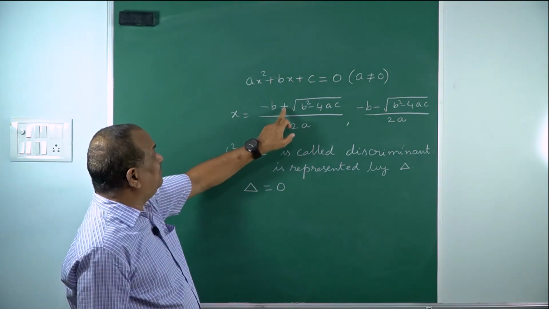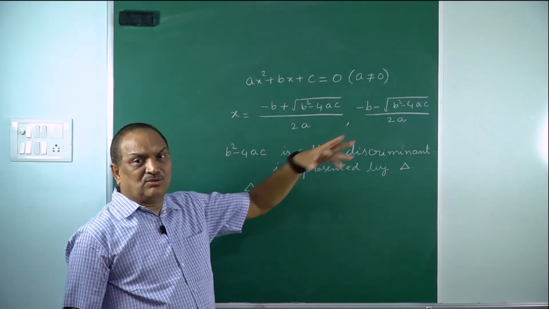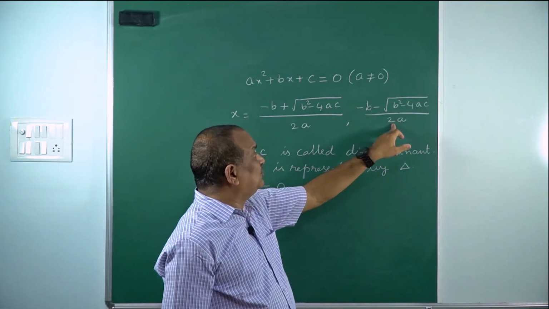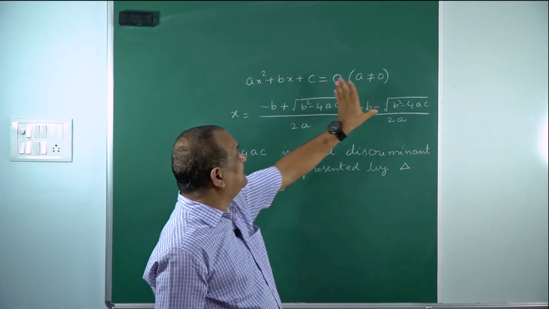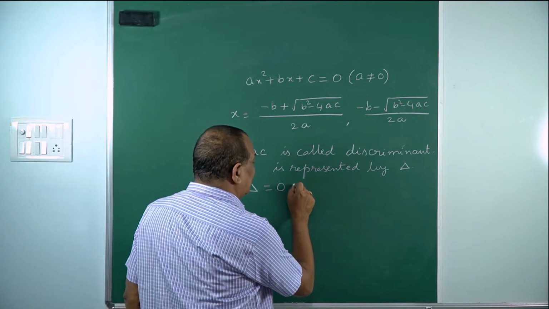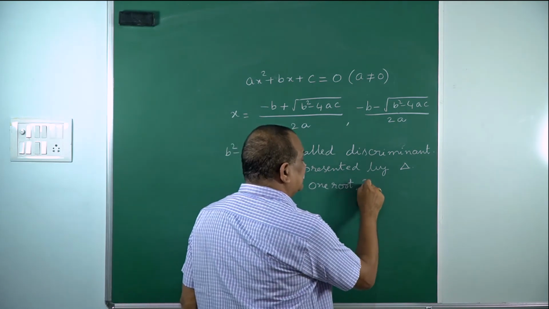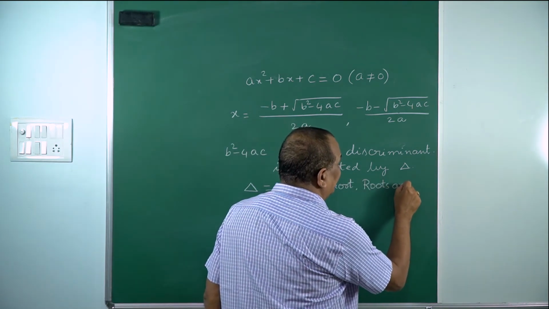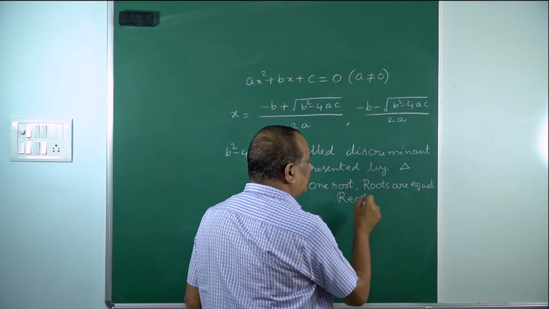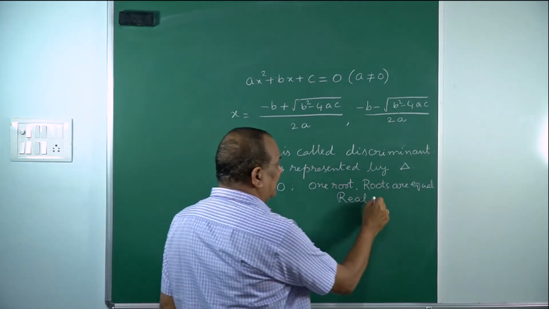This will be minus b plus root 0, which means this is 0. Plus 0 means the whole thing is 0. And here also minus 0, because root over 0. Minus b by 2a here, minus b by 2a here, because this part and this part are 0 only. So if delta is equal to 0, you are going to get only one root. It means you can say the roots are equal. And definitely you have real roots, because there is no root to trouble you. There is only one root, and it must be real.